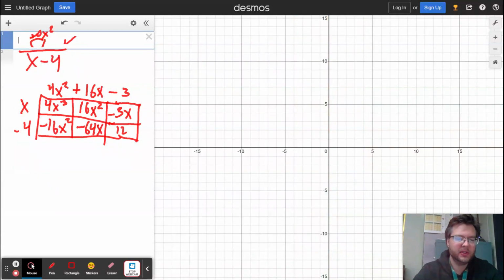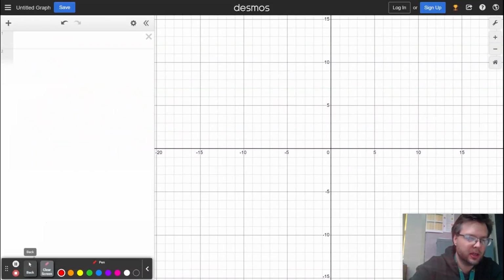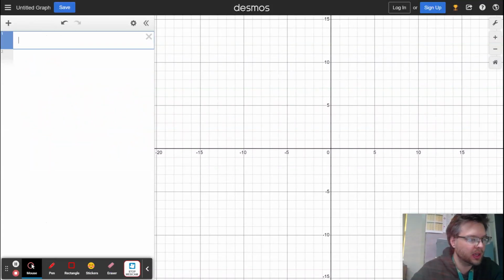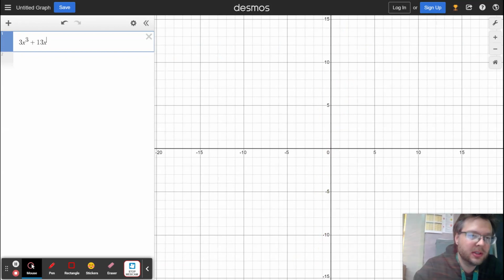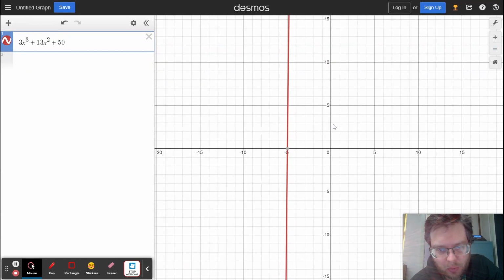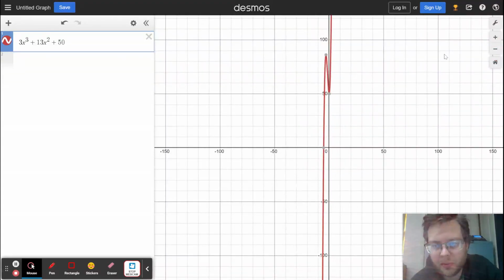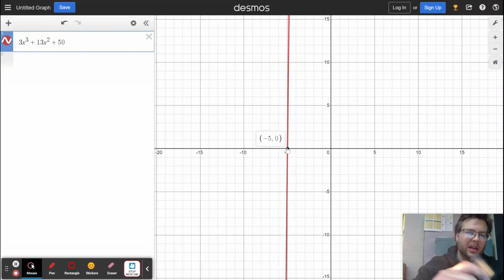Okay, last one of this style of question. Let's clear that out. Great. Okay. So the last one that we have is 3x to the third plus 13x squared plus 50. I only see one root here, negative 5 comma 0. And if I zoom out, I think this one, yeah, see, it only actually has one root. The other roots are imaginary numbers. So anyway, negative 5 comma 0.